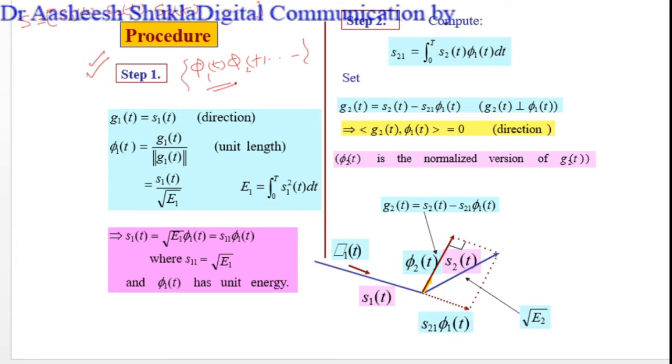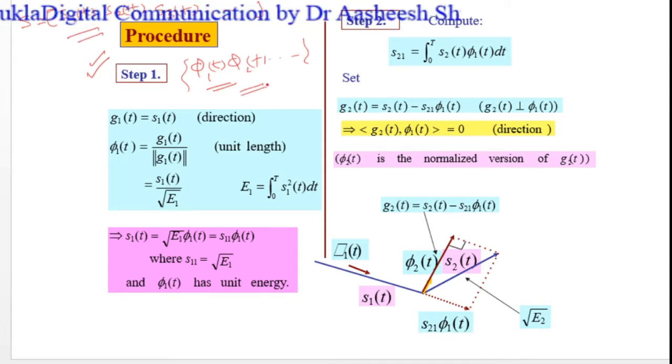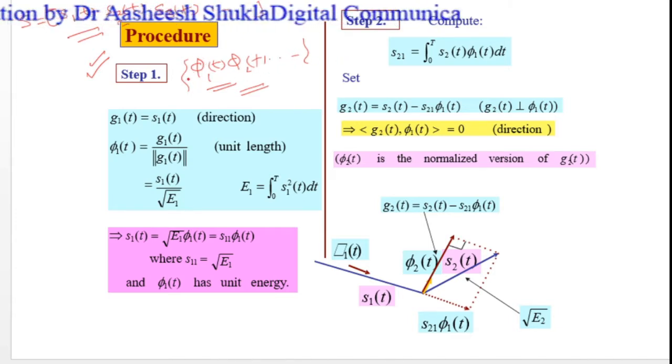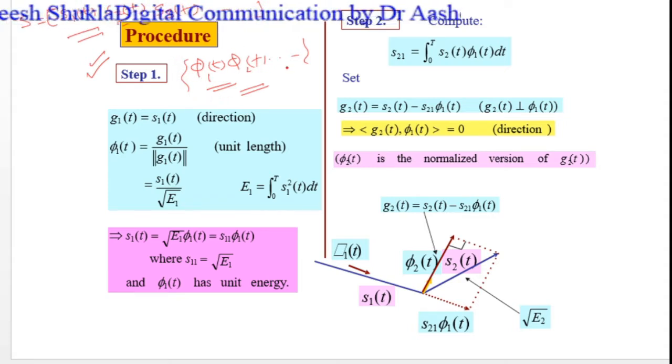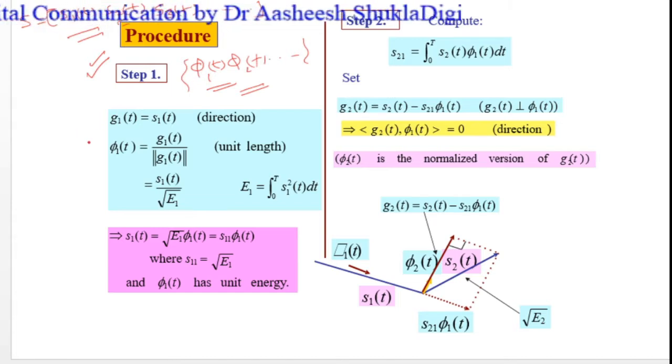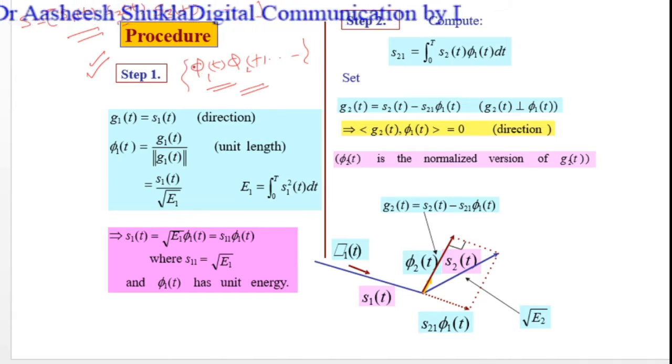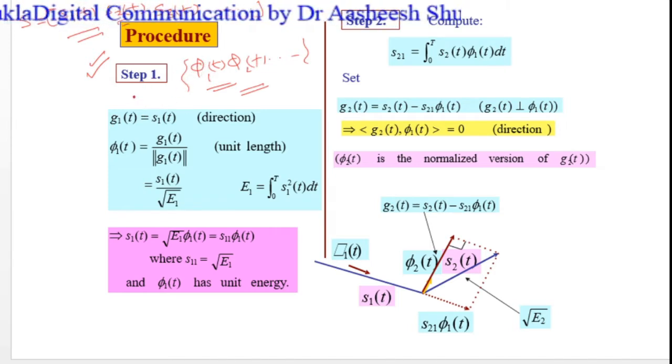So for example, phi 1(t) can be found with the help of S1(t), right? Phi 2 can be found with the help of S2(t), and so on. Because phi 1(t) is your first vector, the concept of orthogonalization can be avoided. Why? Because this is a single vector. Orthogonality can be proved only with two vectors. So because this is the first vector, we can ignore orthogonalization, but for normalization of energy we can do the process. So what is step 1?